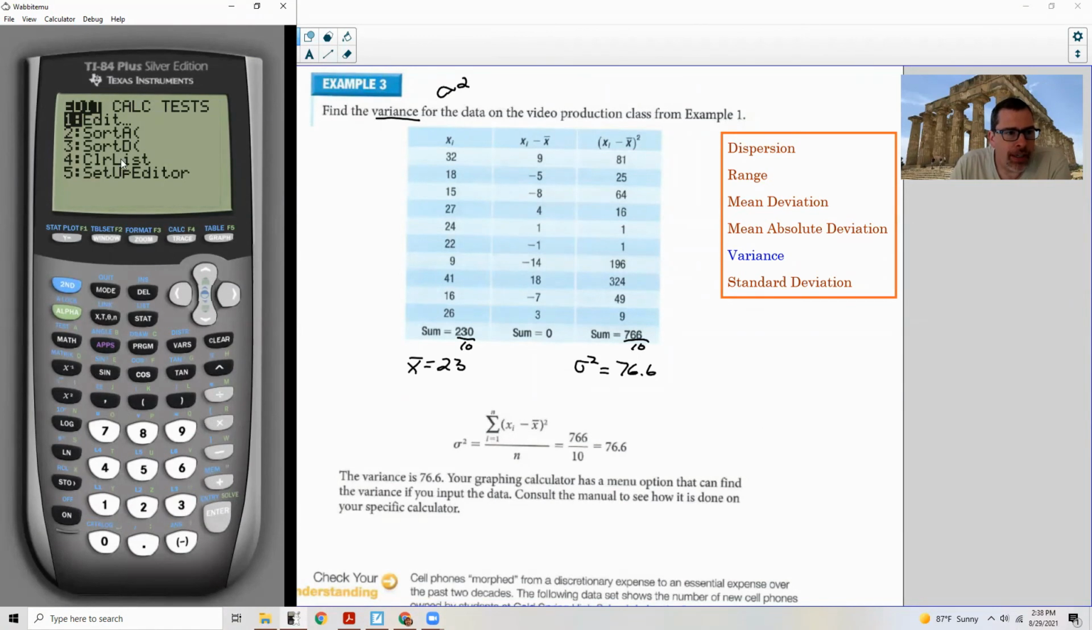So the first thing we do after everything's clear is click STAT right here. Number 1 is Edit. That's where we want to be. So we just hit enter. L1 means what are we going to put in column 1? Well, we're going to put these numbers in L1. So it's going to start with 32 and then 18, 15, 27, 24, 22, 9, 41, 16, 26.